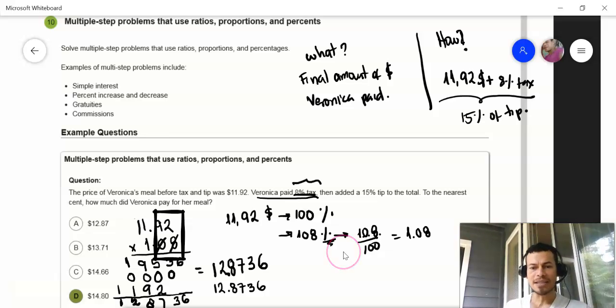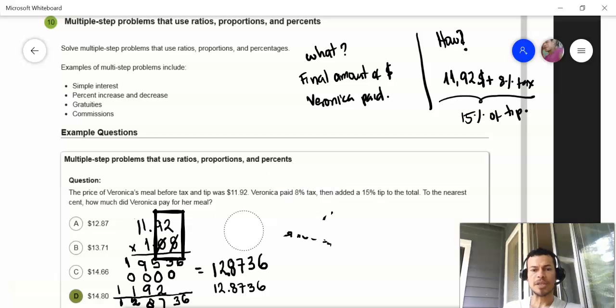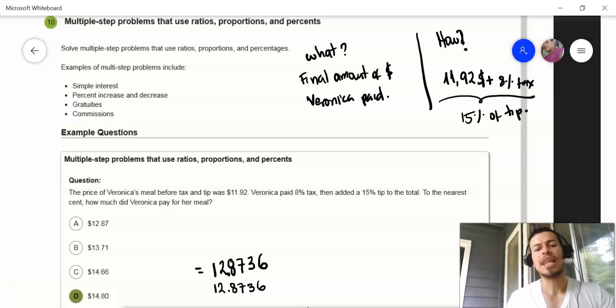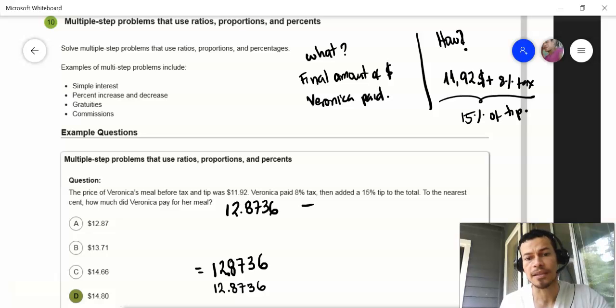So I'm gonna clean this information because I no longer need it, because we calculated the meal with tax. Now we need to calculate the tip. So I'm gonna clean all of this here, and I'm gonna clean this here too, so it's not on the way. Okay, so we are left with 12.8736, and this is the meal plus the tax. And this is what we have done so far.